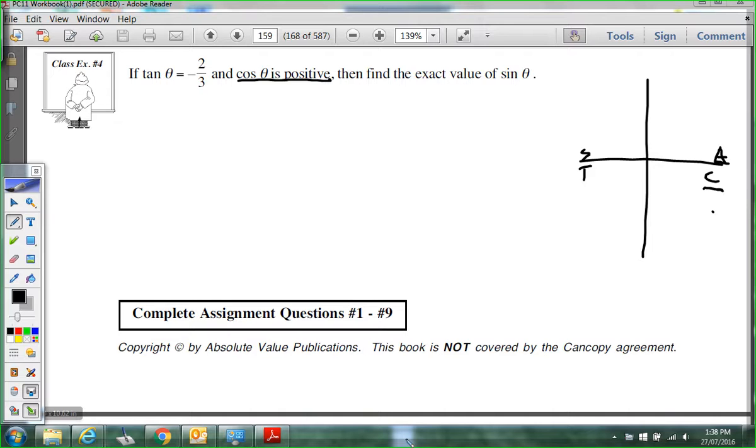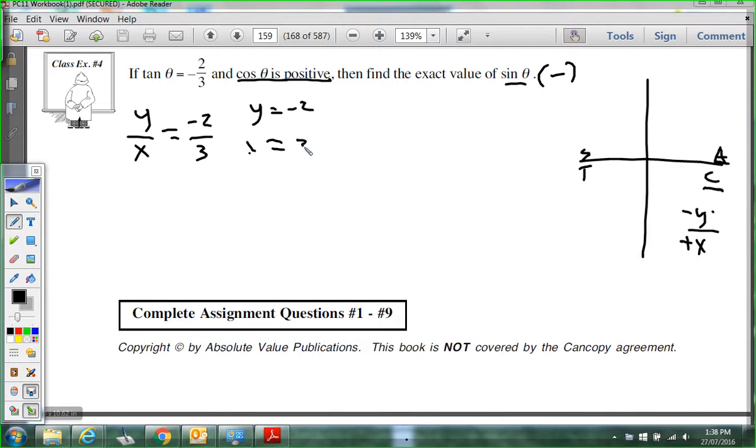Okay, so we're finding the exact value of sine, and we're expecting sine to be negative. Tan of negative 2/3, remember that's y over x. We know in this quadrant y is negative, x is positive, so that's a negative 2 over a positive 3. So y is negative 2, x is positive 3.